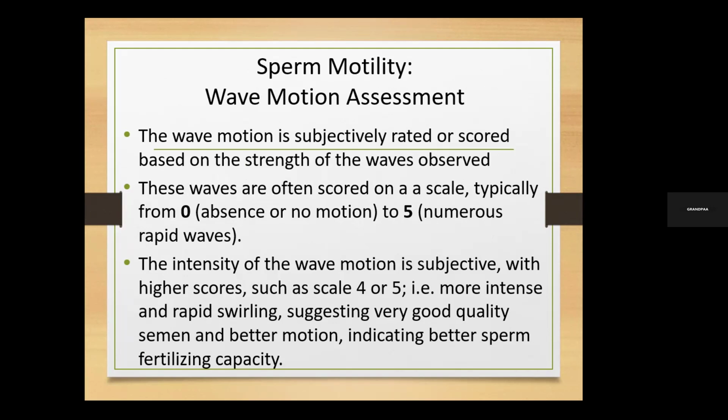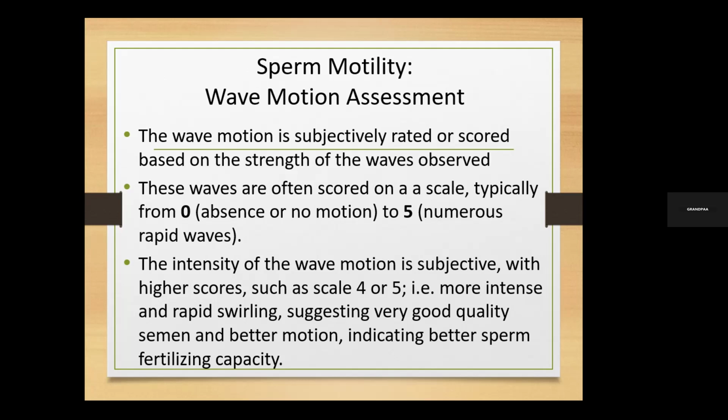So the assessment of wave motion is subjective, like I've said already. Subjective means that it depends on who is looking at it. It is rated or scored based on the strength of the waves observed, and the scoring is from 0 to 5. 0 is that you are not seeing any movement at all. It is not part of the record for semen analysis. So you don't say wave motion 0 or 1 or 2. No, it's for your own self or internal assessment of a sort.